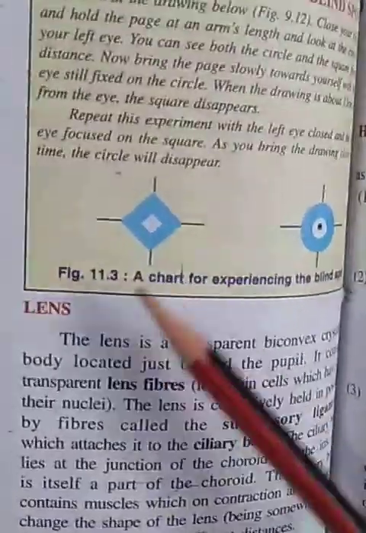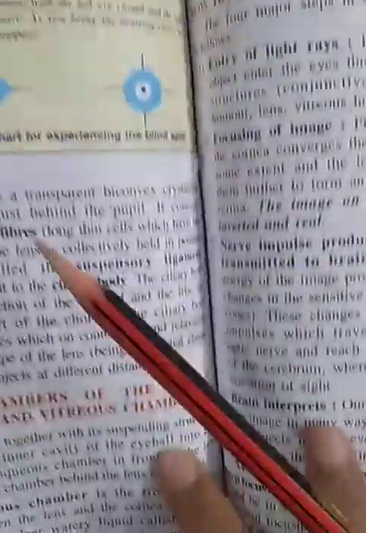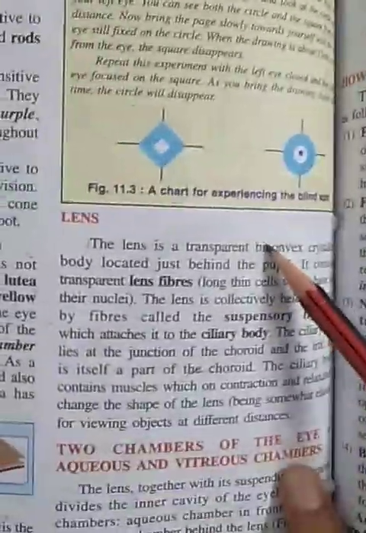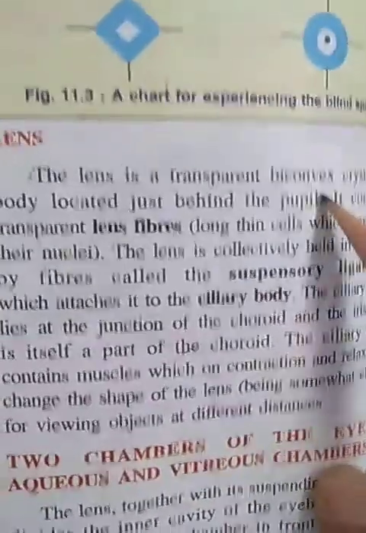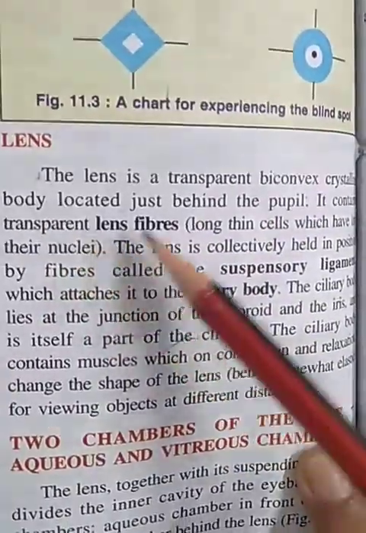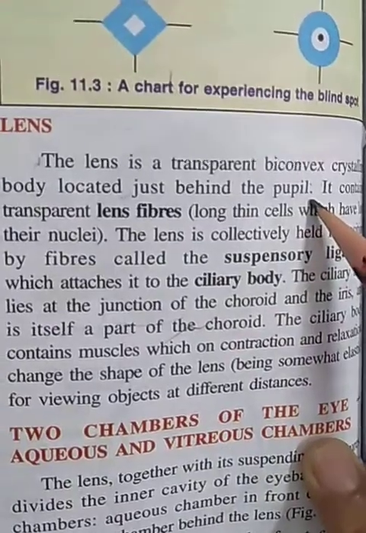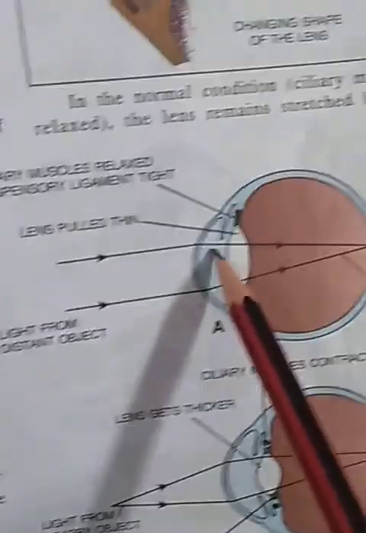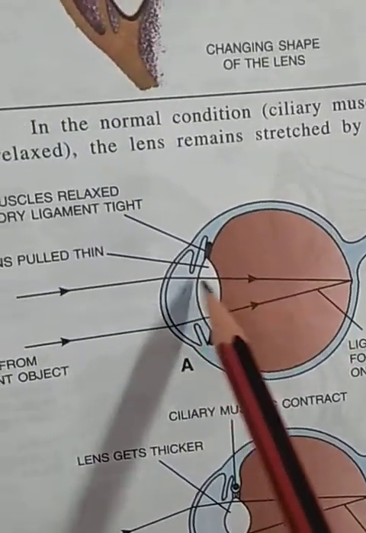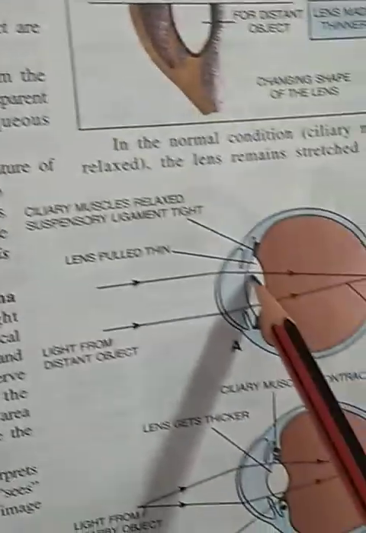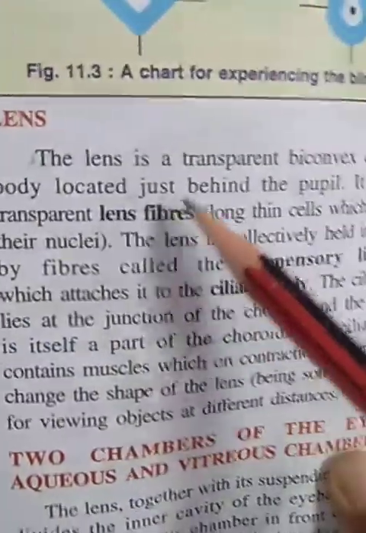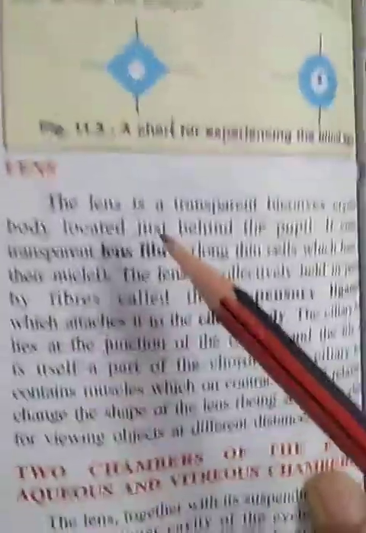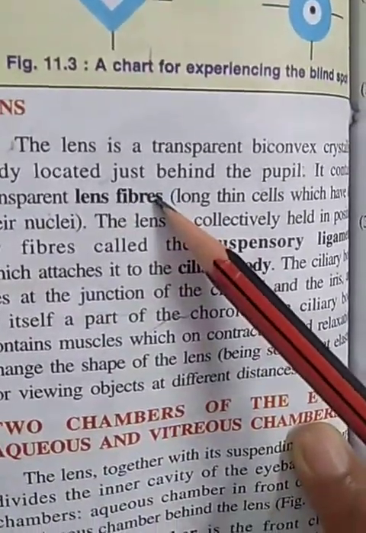Now students, we will discuss the next part of the eye, which is called the lens. Now the lens is a transparent biconvex crystalline body which is located just behind the pupil. Here you can see that the pupil is present, and this lens is present behind the pupil. And this lens contains transparent lens fibers. Lens fibers are long thin cells which do not have any nuclei.